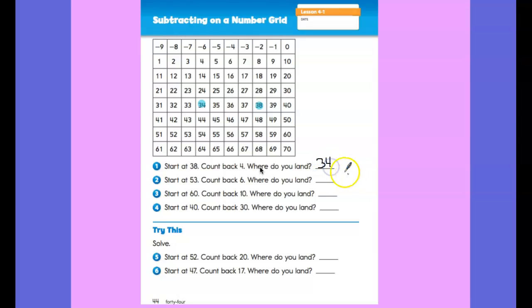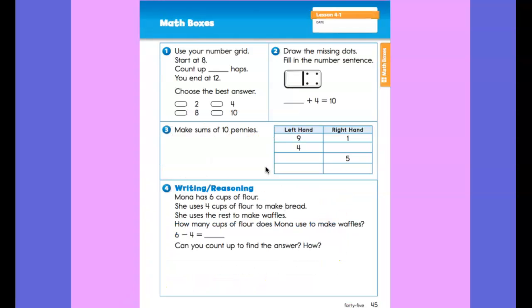A lot of you are super close, and when you're off, it's usually just by 1, and it's because you're counting that first one, the one that you put your finger on at the beginning. So don't count that one, okay? So you'll do those 6 problems. And then on the last one here, just math boxes.